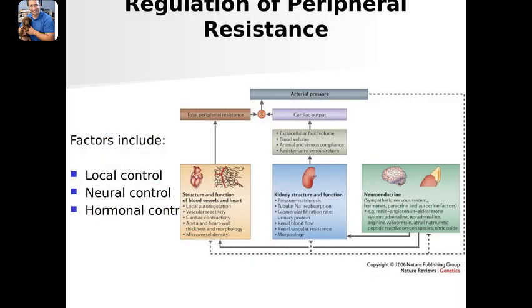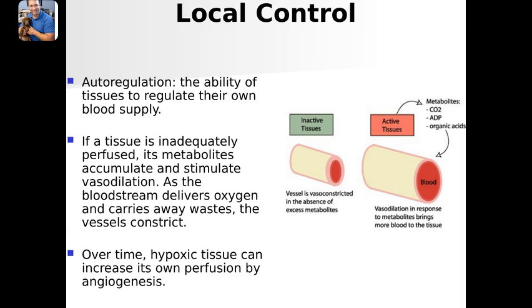How do we regulate peripheral resistance? Well, there's local control. In other words, we can dilate and constrict the arteries. We also have nerves and hormones that exert an influence. The nerves will be coming from the autonomic nervous system, sympathetic and parasympathetic, and they can dilate or constrict the arteries. Also, hormones can do that as well. Remember, the neuroendocrine system controls everything. Here's an example of local control with dilation and constriction.